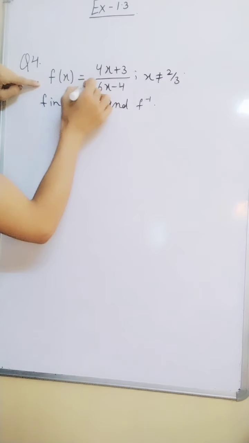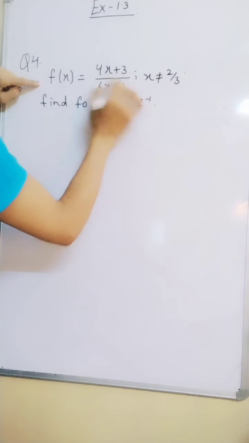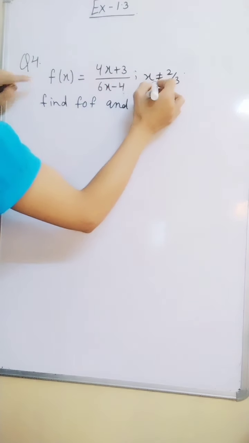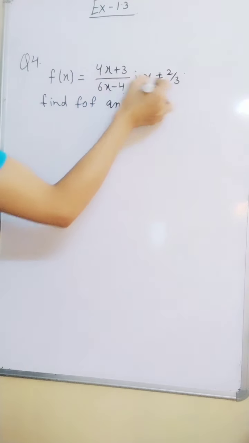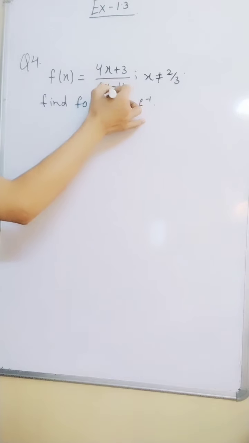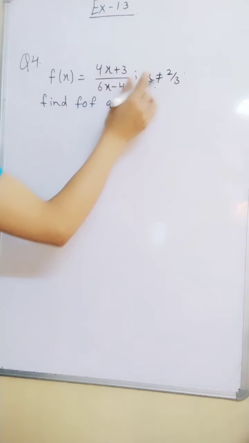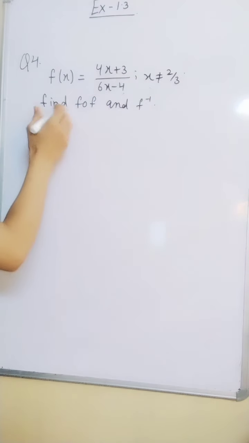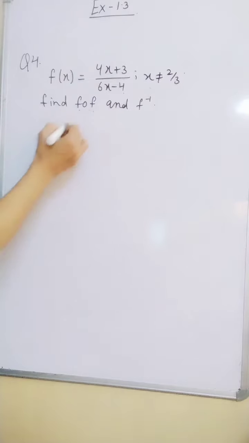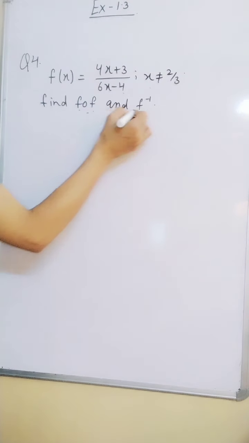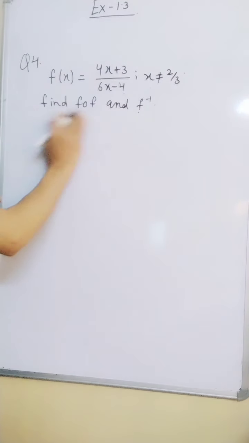It is given f(x) = (4x + 3)/(6x - 4), where x is not equal to 2/3. Why is it given? Because at x = 2/3, this function will not be defined, so we cannot take this value. Now we have to find in this question f∘f and f inverse. So both your concepts of composition and inverse will be clear in this question. So let's solve this question.